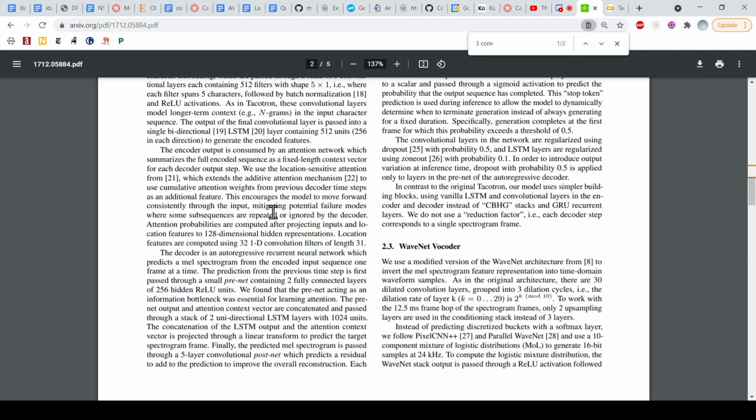The concatenation of the LSTM output and attention context vector is projected through a linear transform to predict the target spectrogram frame. Finally, the predicted Mel spectrogram is passed through a five-layer convolutional postnet, which predicts a residual to add to the prediction to improve the overall reconstruction. Interesting.